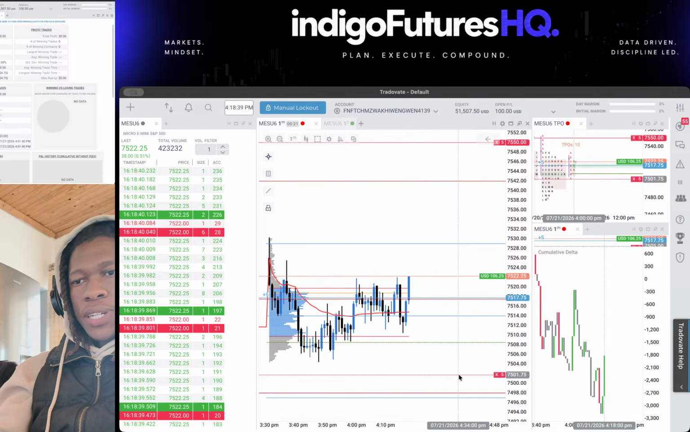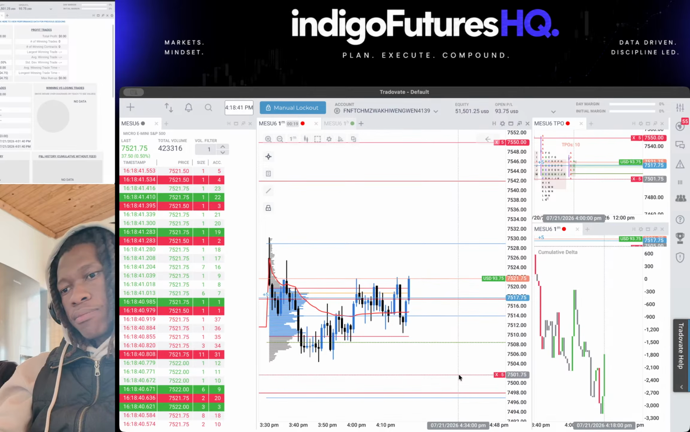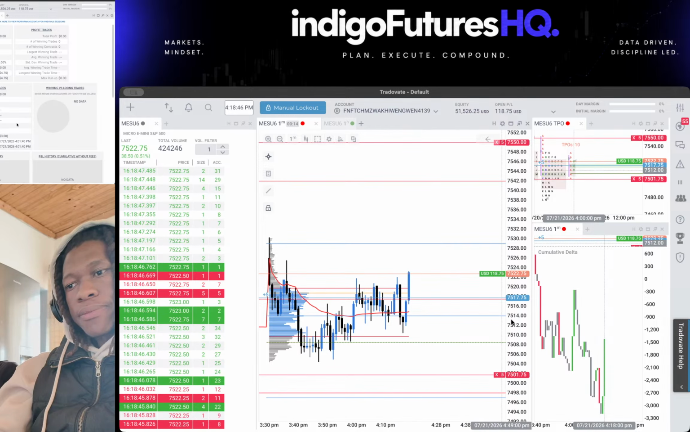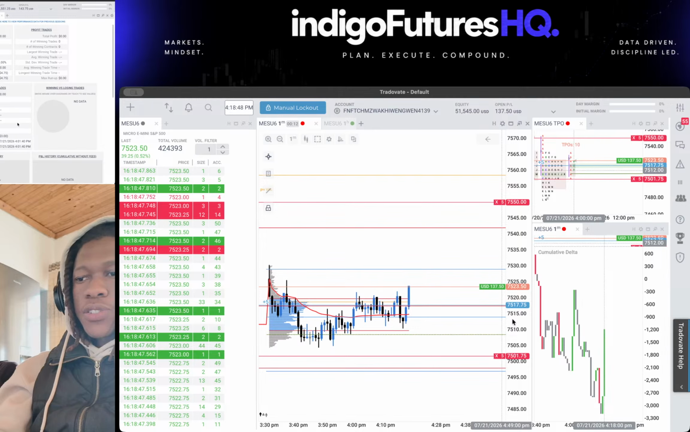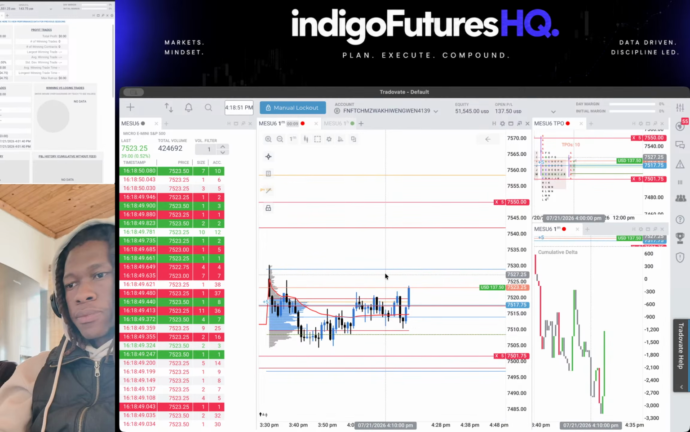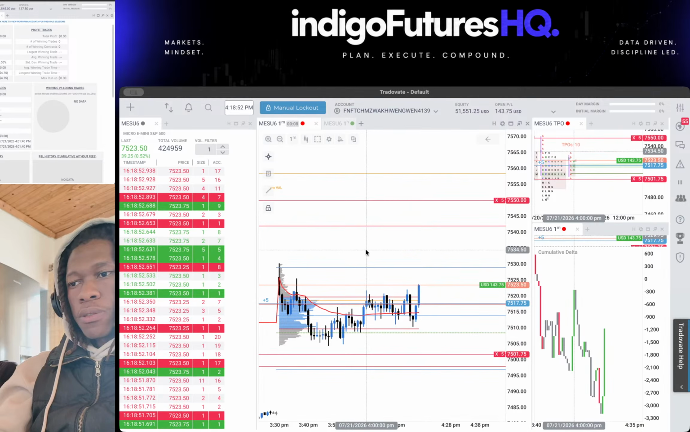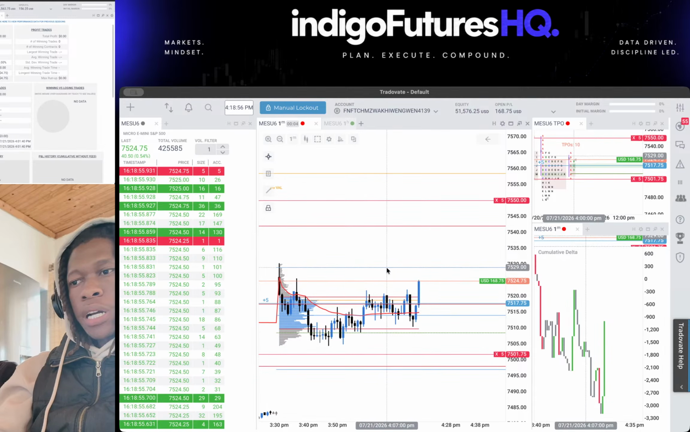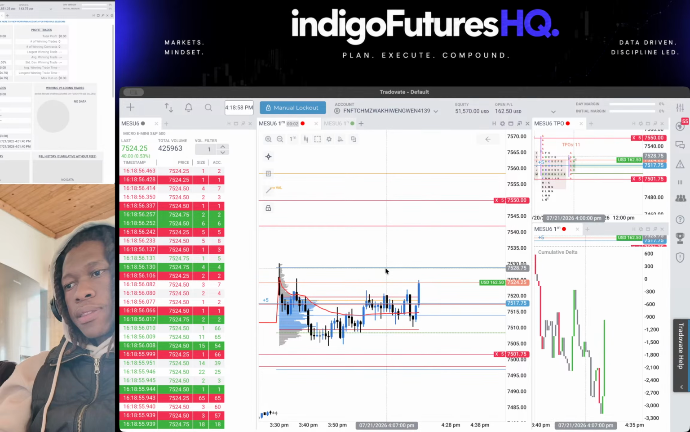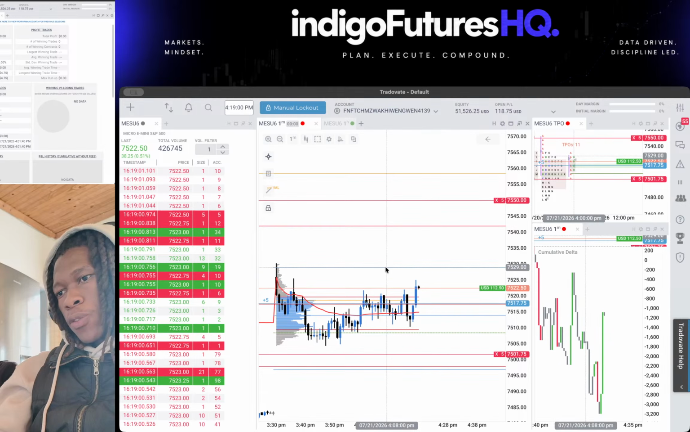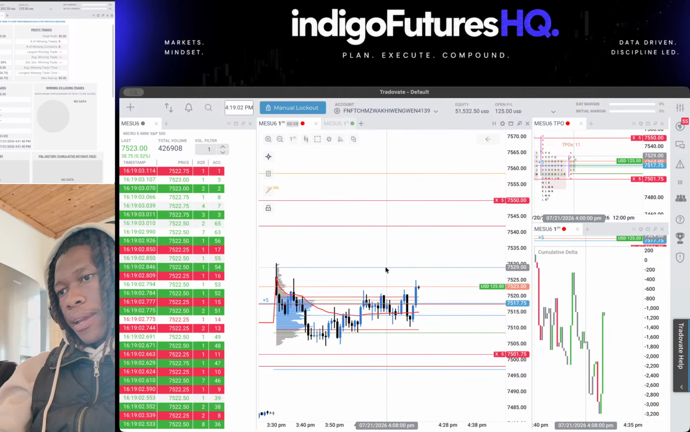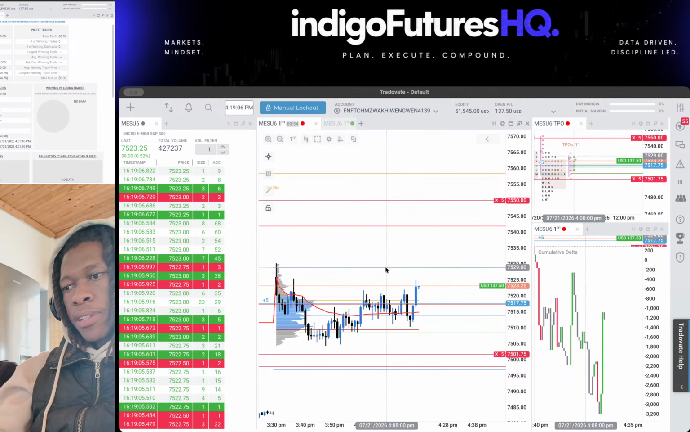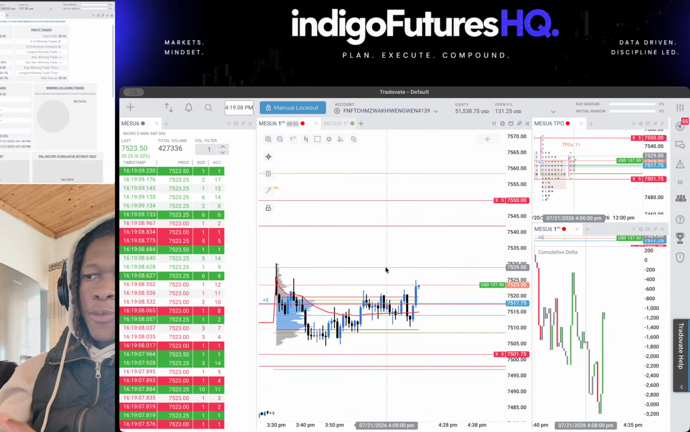Structurally, if we do break these lows, as I was saying, then previous day value area low works actually. I don't need to worry too much about that. The test of overnight value area high over here is gonna give us some form of information as well.